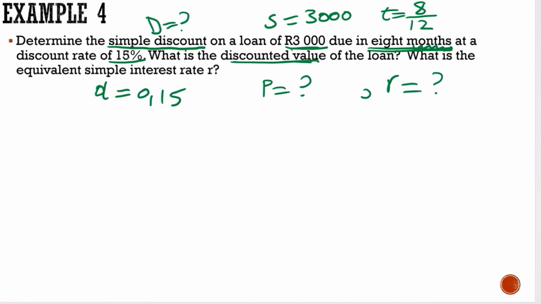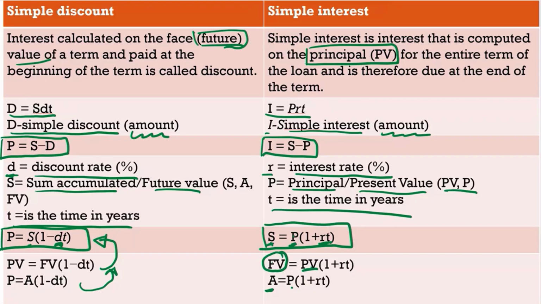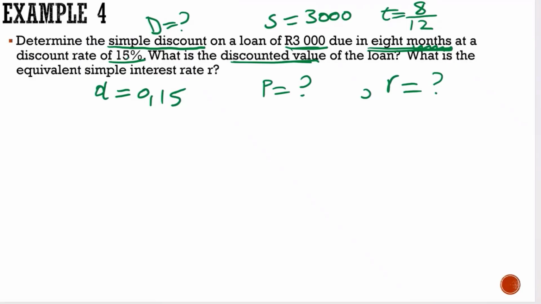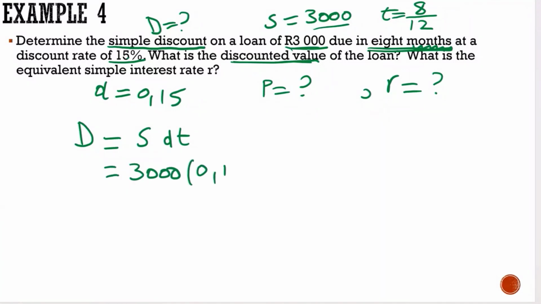Okay, here is the formula for our D. Now we come here and say the discounted amount. We are looking for an amount, not a discounted rate, because the discounted rate is given. Our D is equal to SDT. Our S is 3,000. Our discounted rate is 0.15.